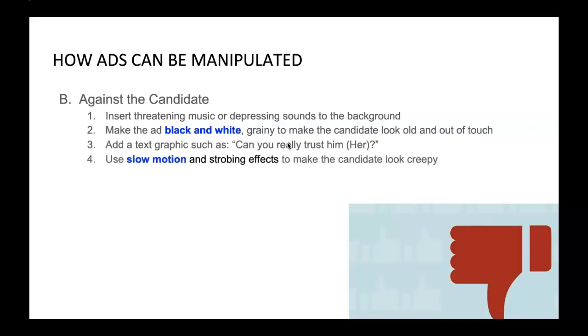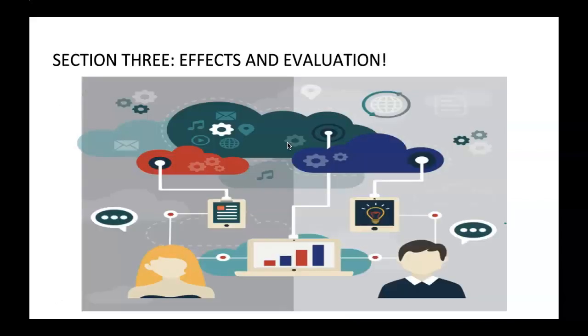Additionally, they can use slow motion and strobing effects to make the candidate look creepy. They often could associate the opponent with some notorious person or image. These types of fundamentals of campaigning can also be effective as well. And here's the last section.